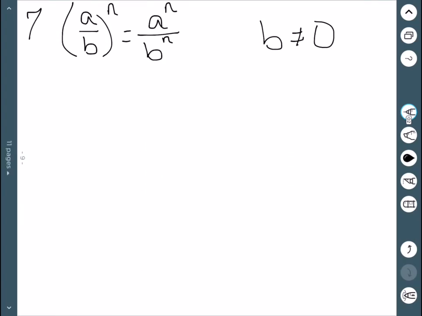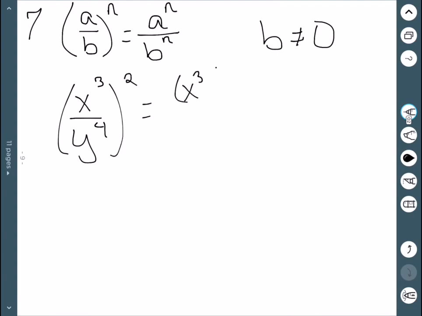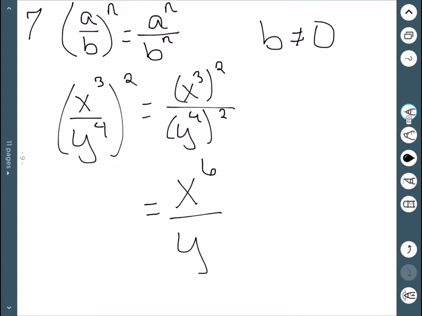Our last rule says if we have a fraction inside of parentheses, we raise the top and the denominator to that power. For example, x cubed over y to the fourth, squared, is the same thing as x cubed squared over y to the fourth squared. Multiplying, 3 times 2 is 6, and 4 times 2 is 8.